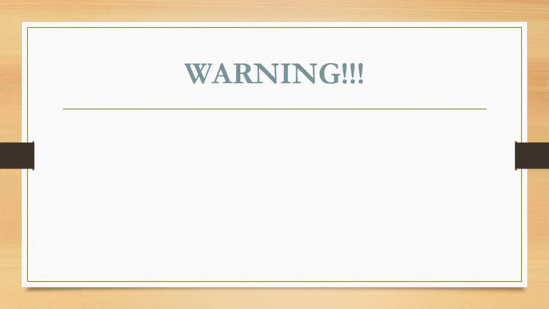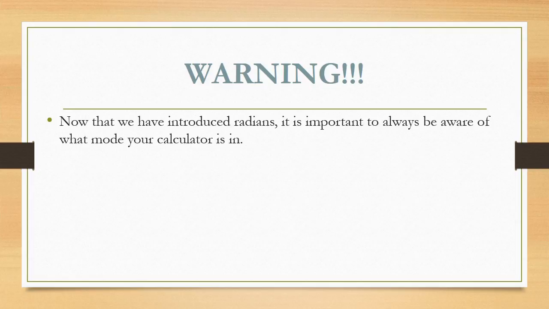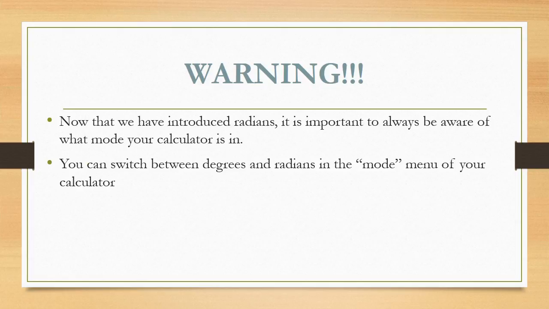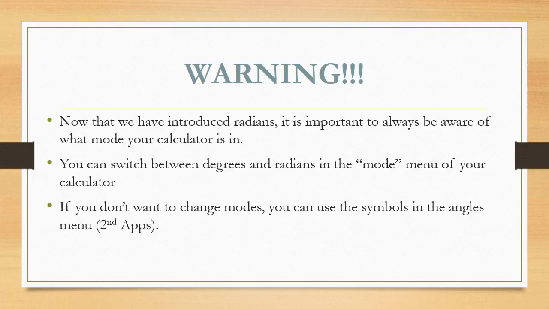Okay, I got a big warning here. Now we are going into radians and degrees as well. So it's really important to always be aware of what mode your calculator is in. You can switch between degrees and radians in the mode menu of your calculator, so push the mode button. If you don't want to change modes, you can use the symbols in the angles menu. So let's say you're in radian mode and you have to do a degree problem. Well, you can put in the angle and then hit second apps and choose degree, and this will override the fact that you are in radian mode.